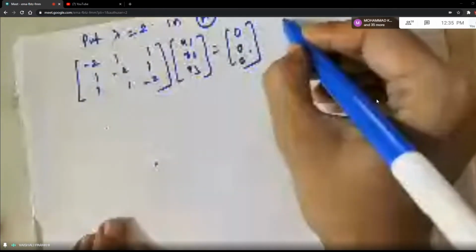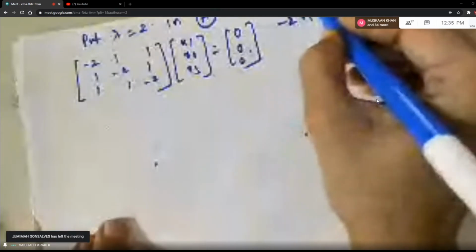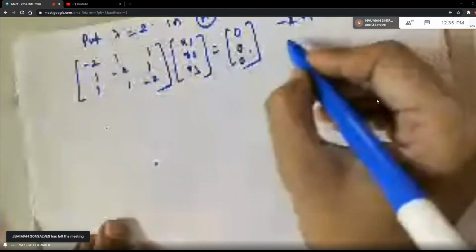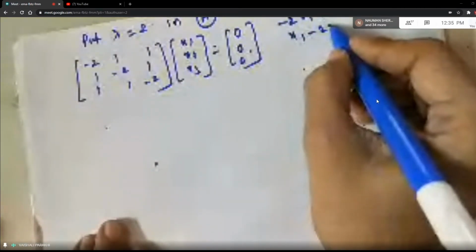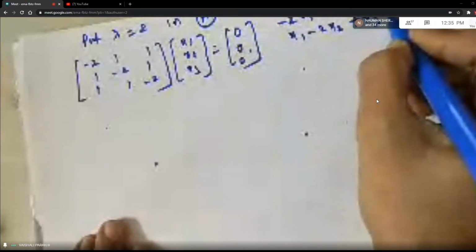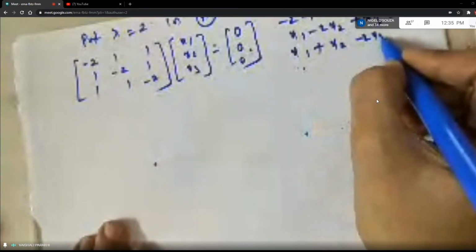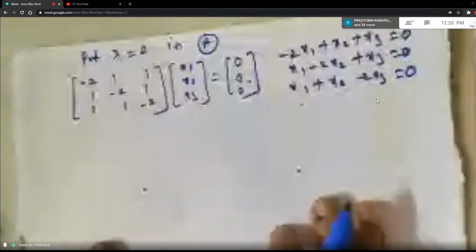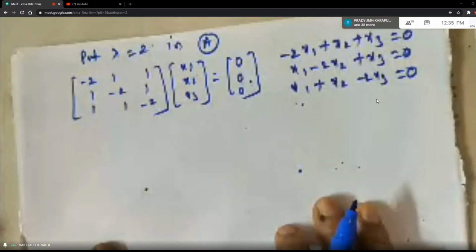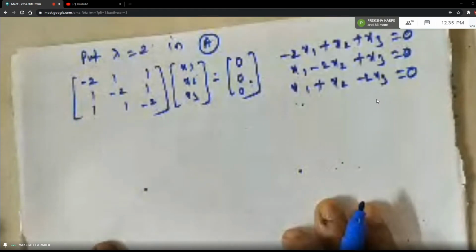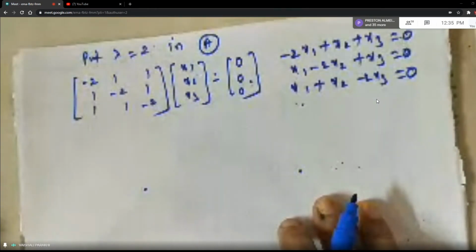First equation will be minus 2x1 plus 1x2 plus 1x3 is equal to 0. Then 1x1 minus 2x2 plus 1x3 is equal to 0. And 1x1 plus x2 minus 2x3 is equal to 0. So this is a set of 3 equations. Now if something is common, you can cancel the common term, but I don't see anything common. So all these 3 equations are different from each other, right?